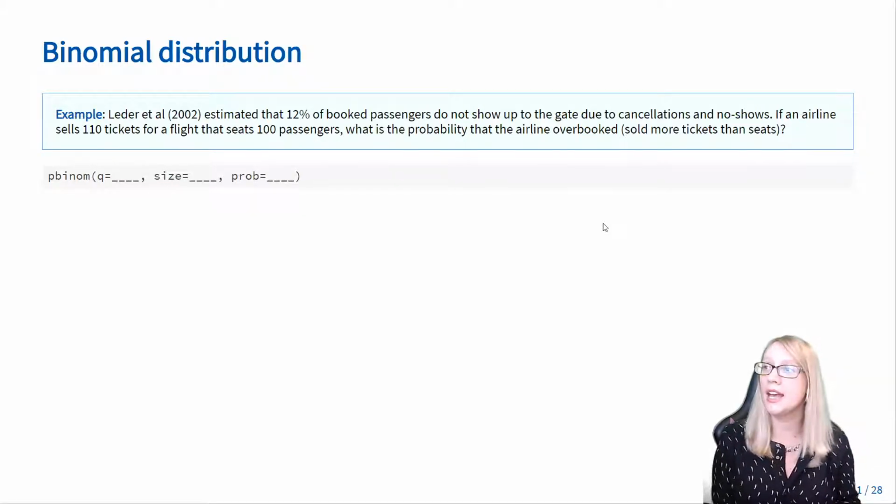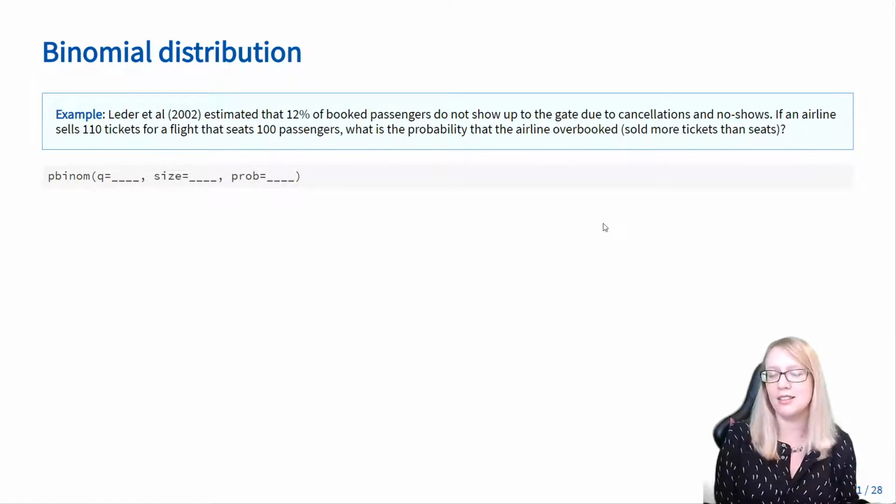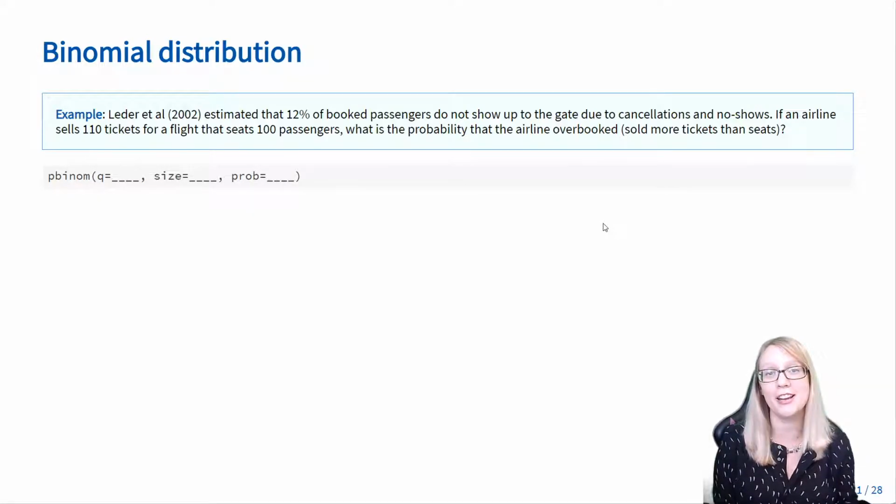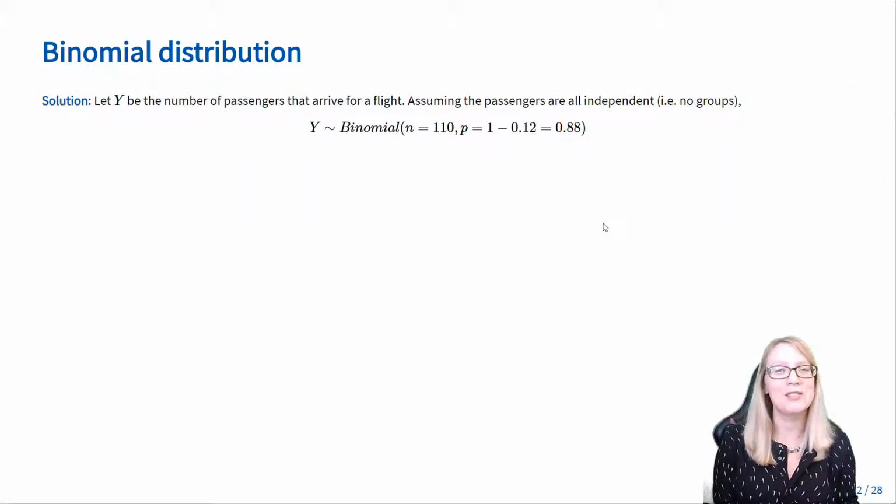Well, we can use the pbinom function to help us out. Before we continue, think about how you might write this. So try writing this on your own, or conceptualizing what this probability is going to look like on your own. All right, let's work it out.